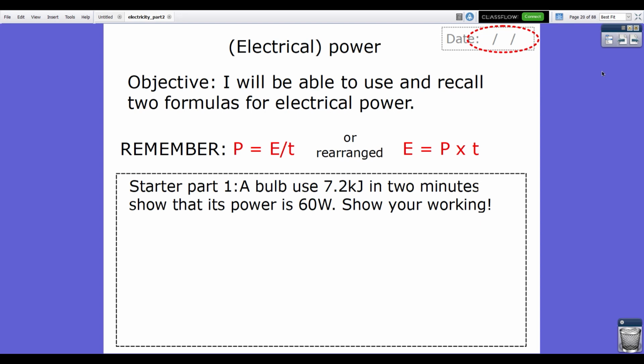Okay, so welcome to this lesson on electrical power. Please date your work as regular so we know when you did your work. Really, we're just going to introduce a new formula today, and it's how to calculate power.